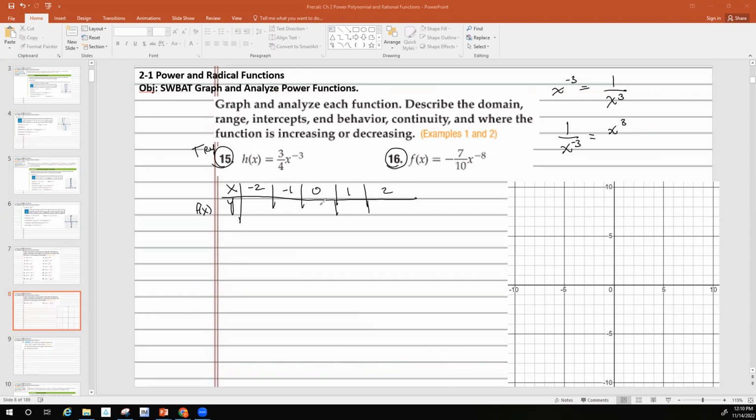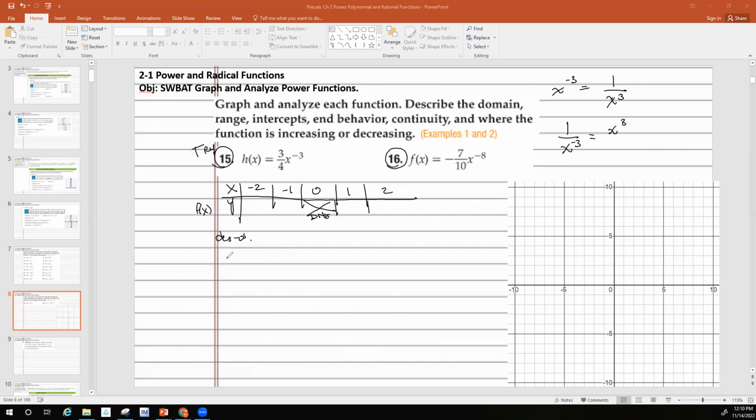All right, our 0, because it is a negative exponent here, we can't have a 0 for the x, because that would mean we have a 0 in the denominator, which we can't have. So this one does not exist. But for the others, just use Desmos.